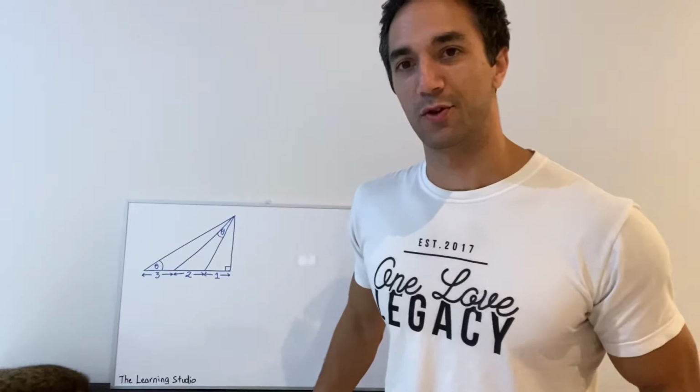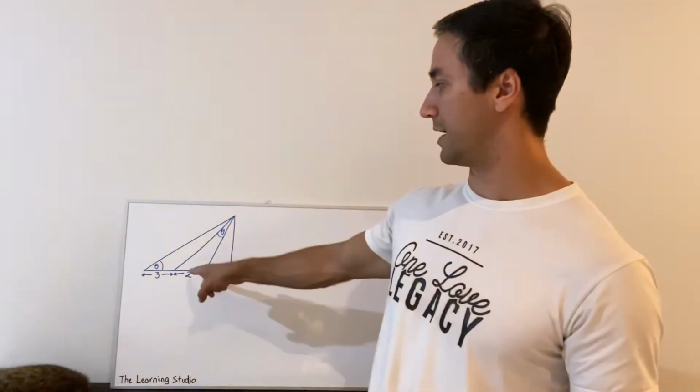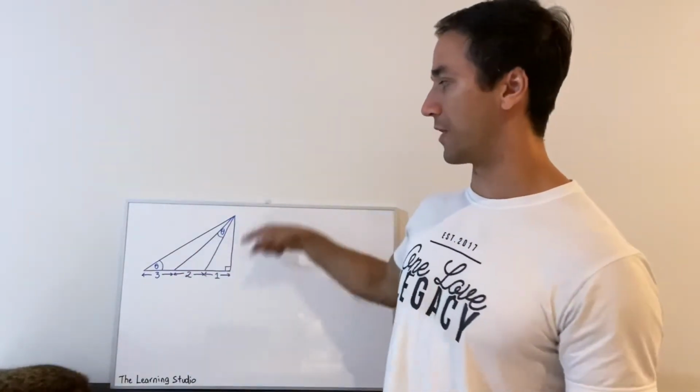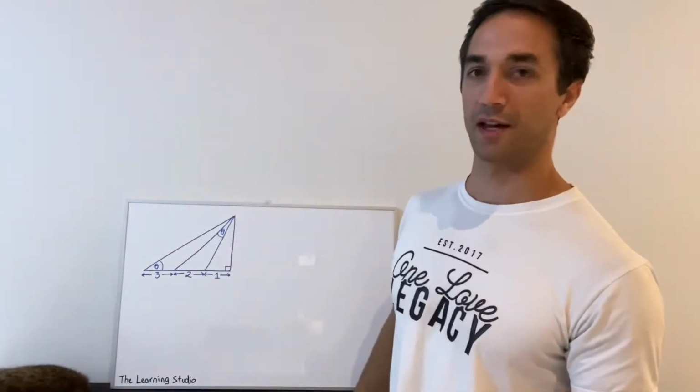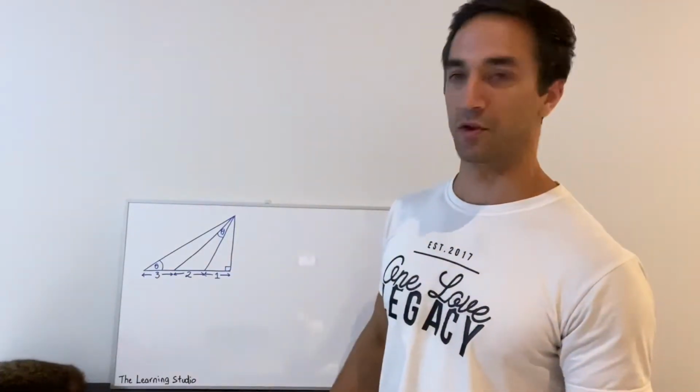Hey guys, welcome to the solution of problem 11. In this problem, we're asked to find the area of this middle triangle, right? So we've got this setup of a right angle triangle that's been divided into three smaller sections, and we want to know what the area of that middle section is.